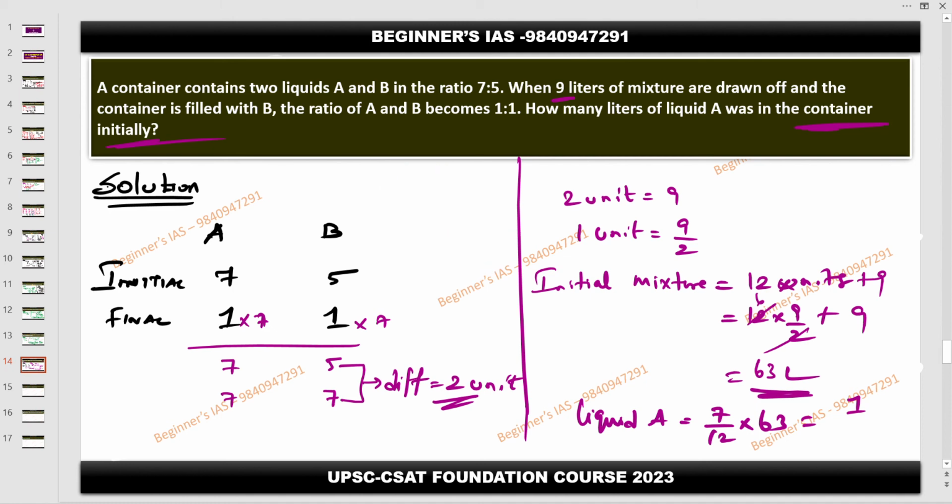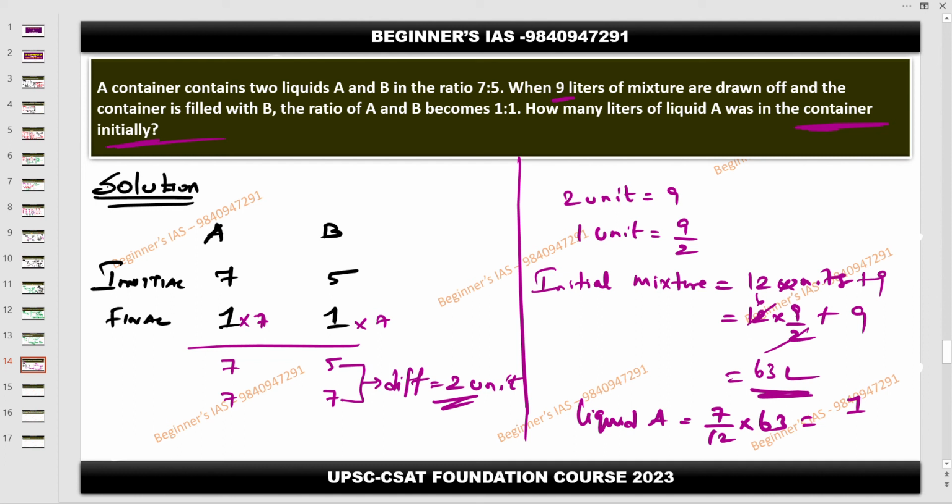Sir, here I have one question. Why do we multiply with 7 in the final mixture? Since the initial mixture is calculated with respect to how many liters of liquid only out of that initial mixture. If the question is dealing with the B, then you have to multiply by 5 by 12 into 63. Clear? Okay, sir. Understood.